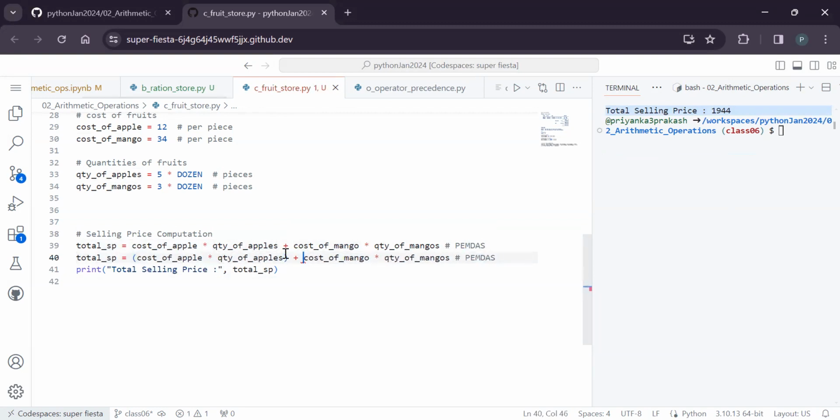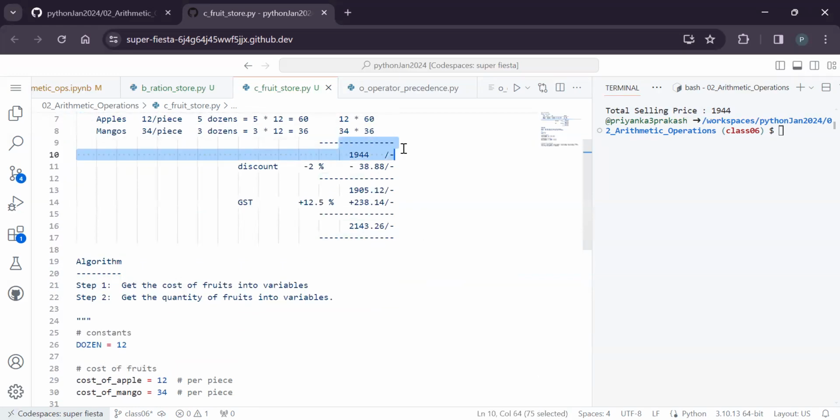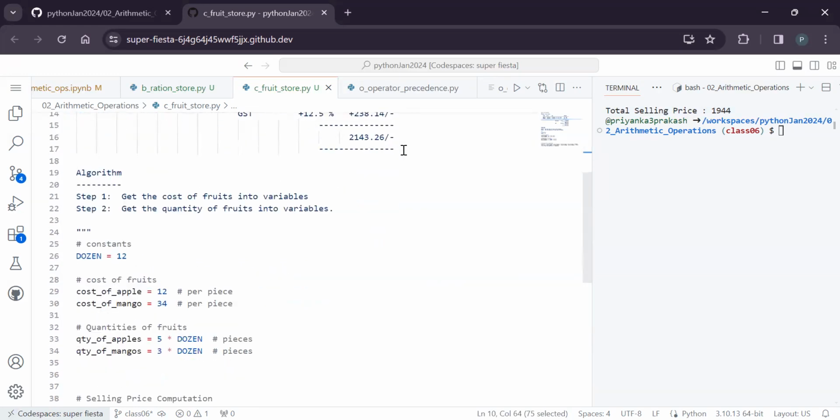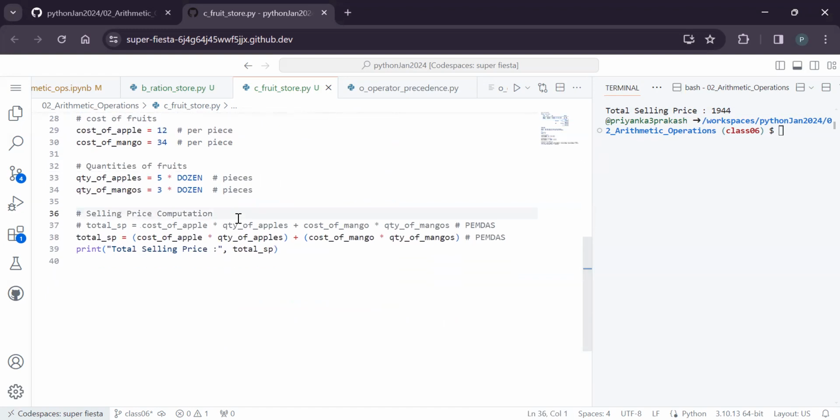But whenever you have a doubt about any operator, you place a brace, and things will be easy. So it should do the same job as previous. Now did you get the same thing? 1944? That's a good thing. So that's how we calculated the selling price. We understood the concept of PEMDAS.